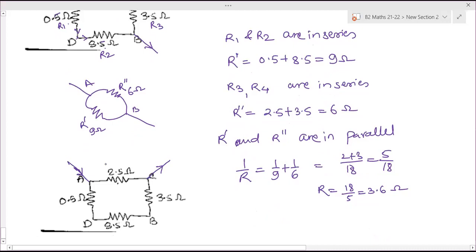Sanjana, Meghna, Nidhi, Manish, I'm not getting any response from you people. Are you there? Yes, ma'am. Able to understand? Yes, ma'am.